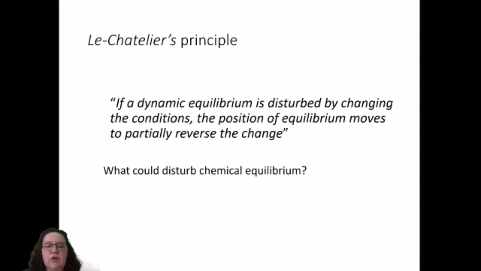So when we're looking at chemical reactions, what could disturb a chemical equilibrium? Well, there are a few things we can play with. We can play with the concentration of the reagents or the products. We can play with the temperature at which the reaction takes place, and we can play with the volume of the vessel, or the pressure of the reaction in which the reaction is taking place.